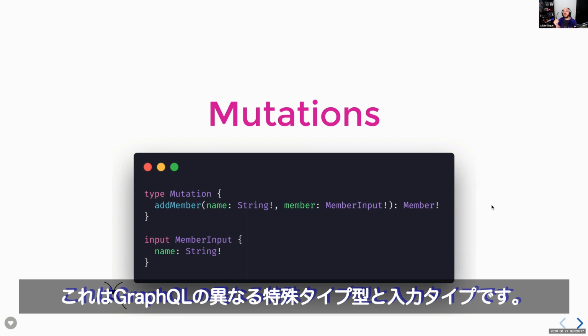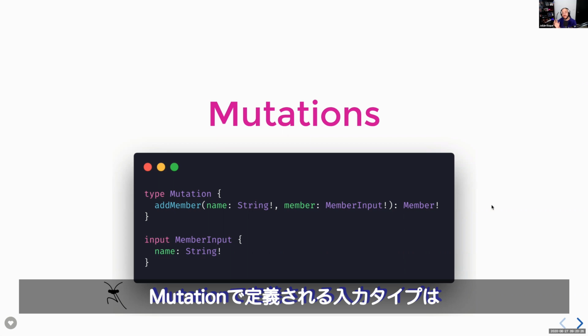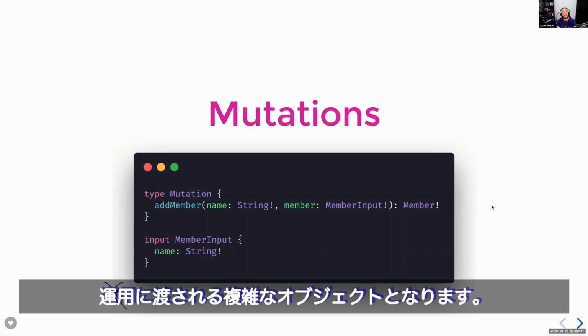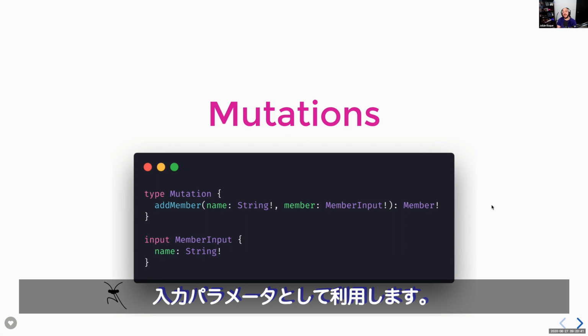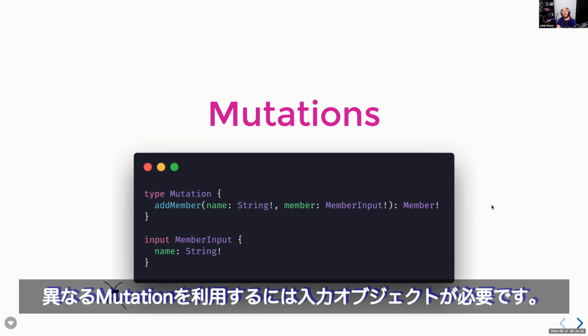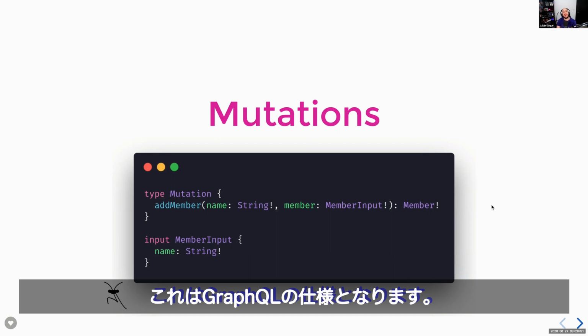Here we have a different special type for GraphQL, and it is the input type. The input type is used on the mutations to specify complex objects that are going to be passed to the operation. So a mutation doesn't support a custom object to be used as an input parameter. So you will need to have an input object to be able to work with the different mutations. So this is something that is specified in the GraphQL specification.